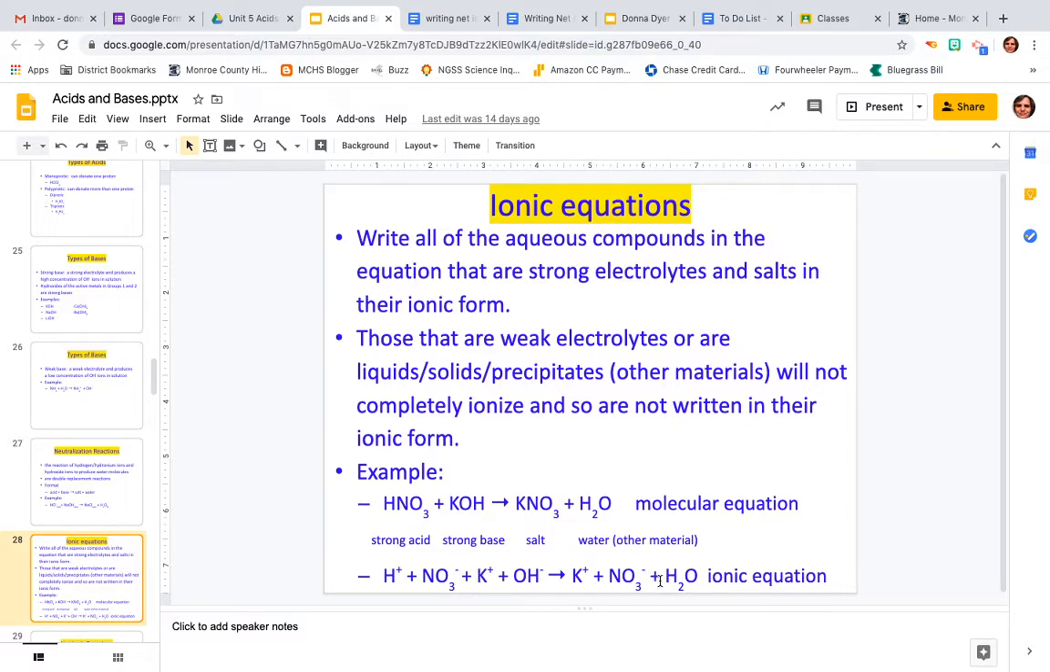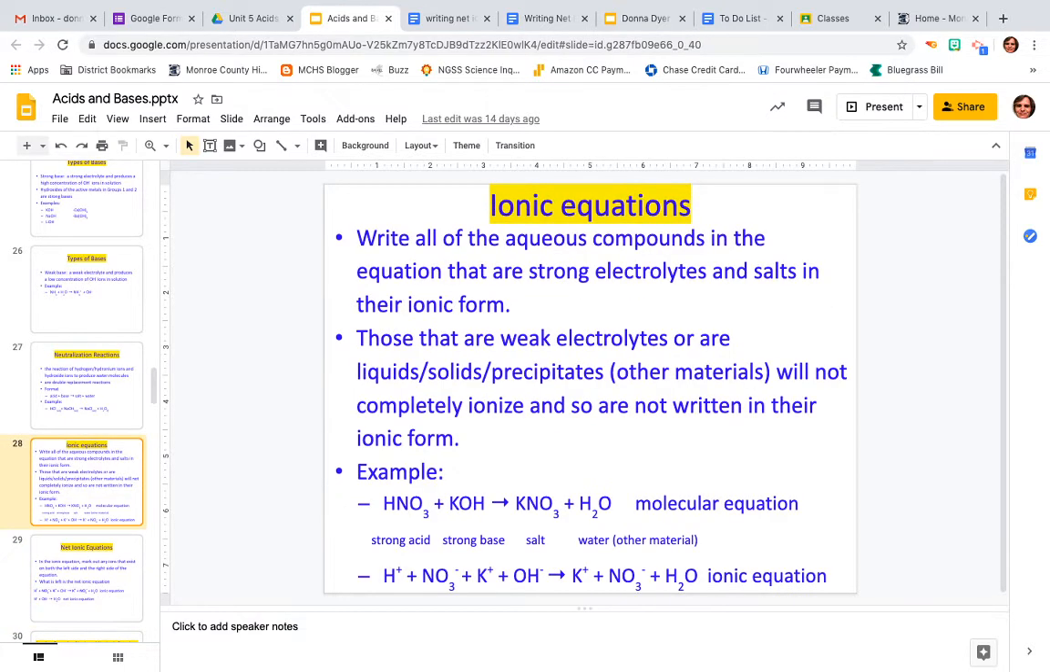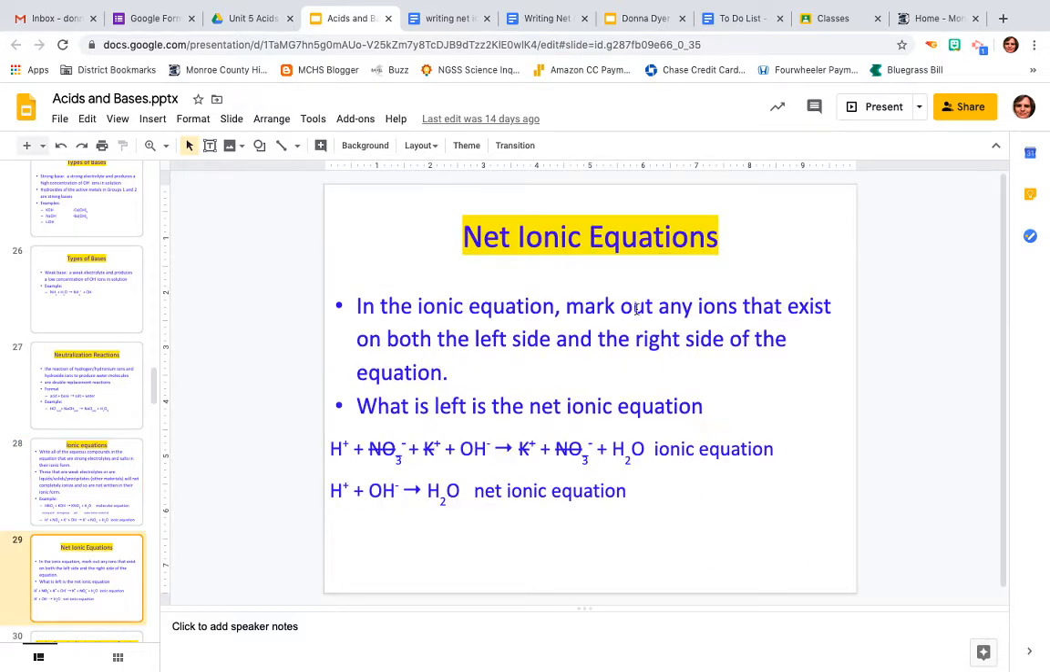Now we're not done yet because what we want now is a net ionic equation. So what we're going to do to get the net ionic equation is we're going to work with this complete ionic equation. And what we're going to do, we're going to mark out any ions that exist on both sides of the arrow.